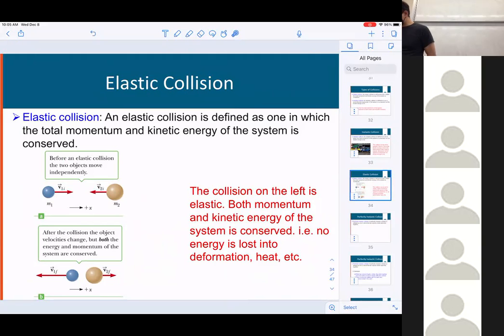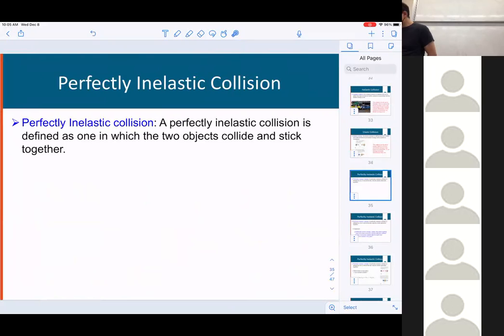So here's an example of an elastic collision. These two things will collide. You add up the kinetic energy of this one initially plus the kinetic energy of this one. And after the collision, if you add up their kinetic energies, it'll be the same as before the collision. So that's an elastic collision.